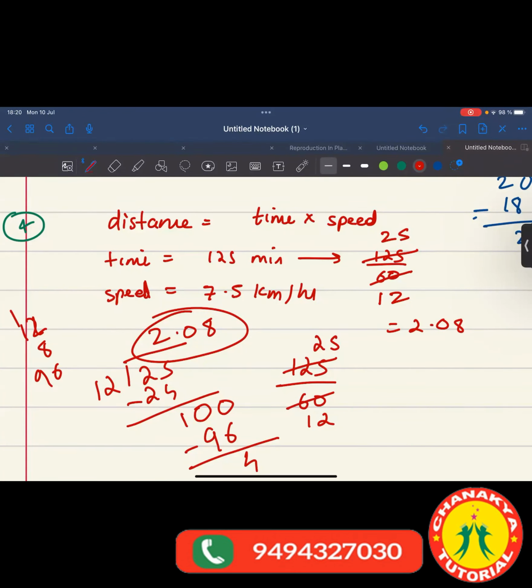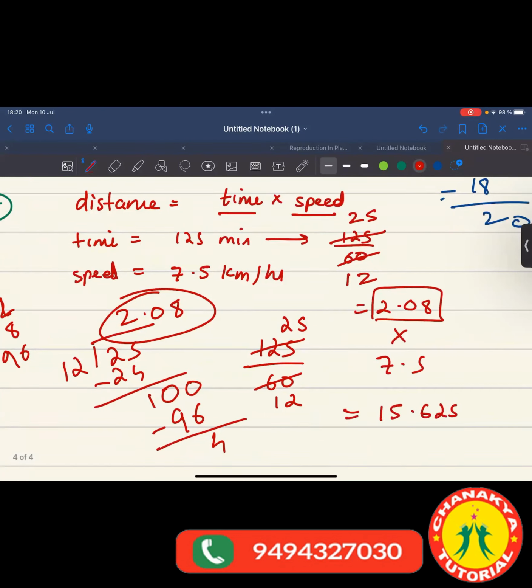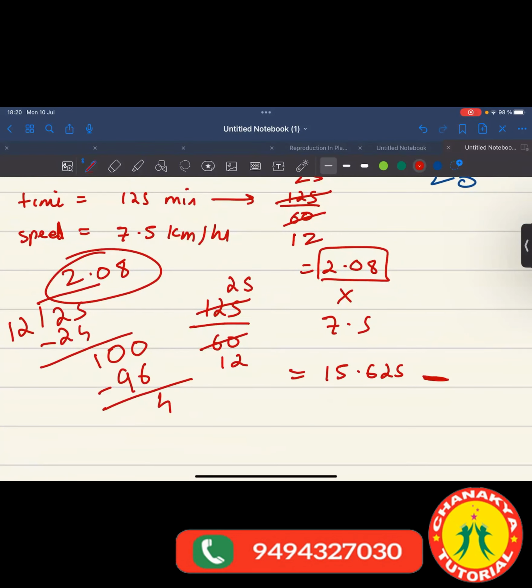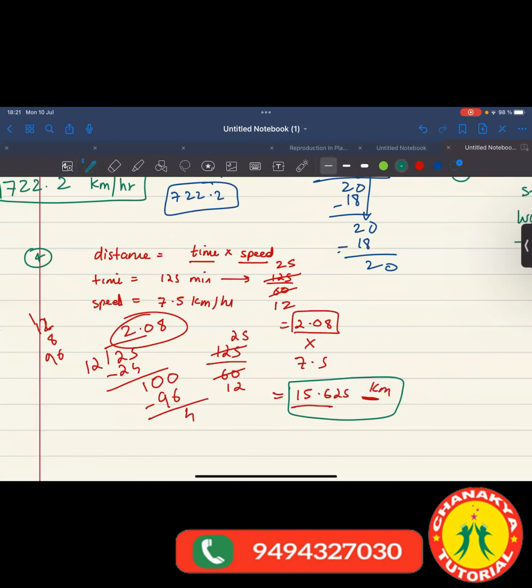Now the distance is equal to time into speed. We got the time is 2.08 multiplied by speed, which is 7.5. So if you multiply 2.08 into 7.5, you will get around 15.625 kilometers. What unit should come over here? KM. Some people had written only 15.6. Some wrote only 15. For them also I've given marks, okay? So this is the answer for this question. Is this question clear? Yes.